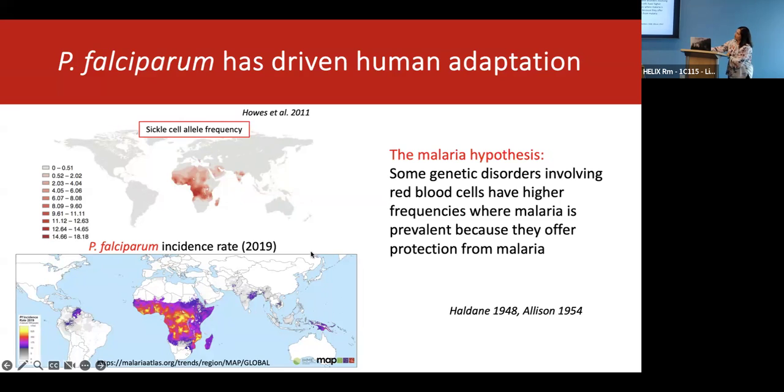So this is the sickle cell allele, showing the frequency of the sickle cell allele and incidence of Plasmodium falciparum, and there's fairly good overlap.